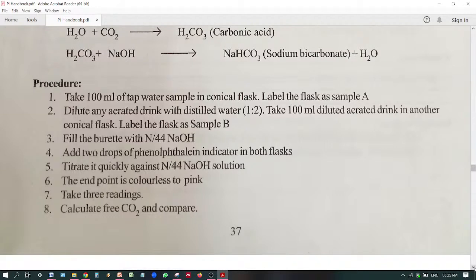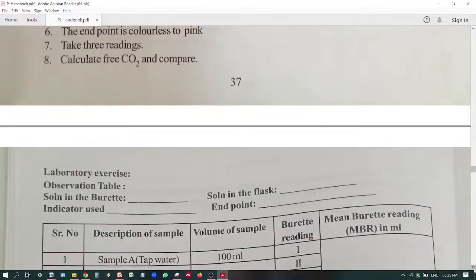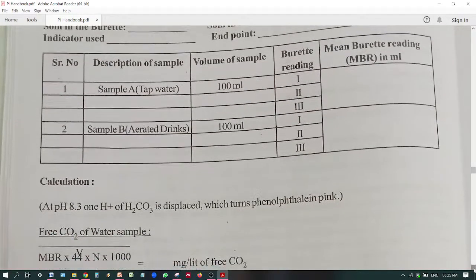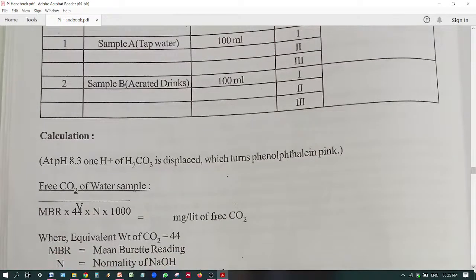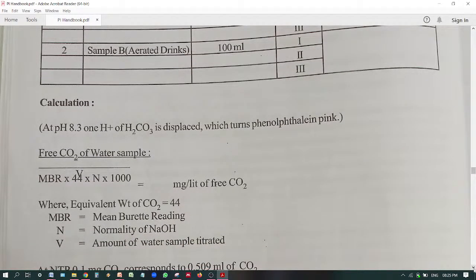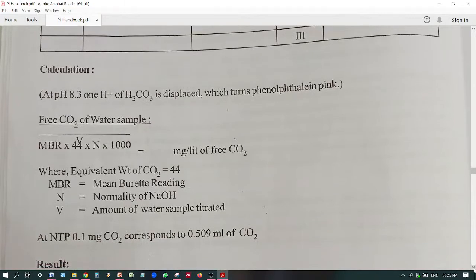When you feel the pink color is stable, students, do not keep on adding NaOH, add it drop by drop. After the first pink color appears, only 2 or 3 more drops are advisable. Then you take 3 readings, or whatever readings you are asked to take, and calculate the free carbon dioxide and compare the result. You all know how to make the observation table, so I'm just going to explain the calculation part. The formula for free carbon dioxide of the sample is MBR into 44 into N into 1000 divided by V, that is the volume. MBR you know; N by 44 is why we multiply with 44, then the normality and 1000.